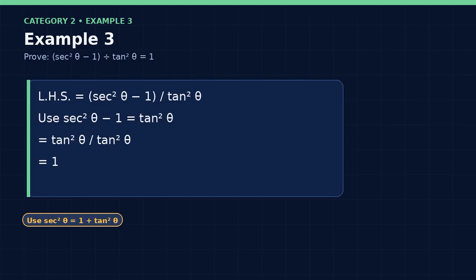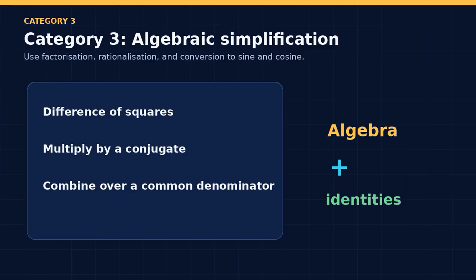Example 3. Prove that secant squared theta minus 1 divided by tangent squared theta equals 1. Use the identity secant squared theta minus 1 equals tangent squared theta. The expression becomes tangent squared theta divided by tangent squared theta, which equals 1. The identity is proved. Category 3 uses algebraic simplification and factorization.